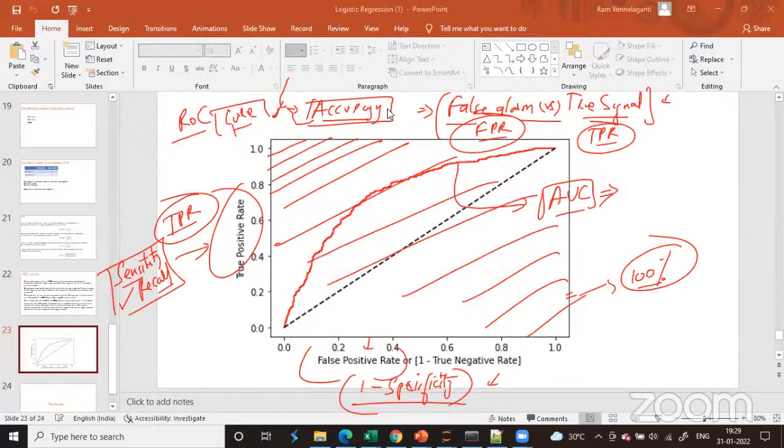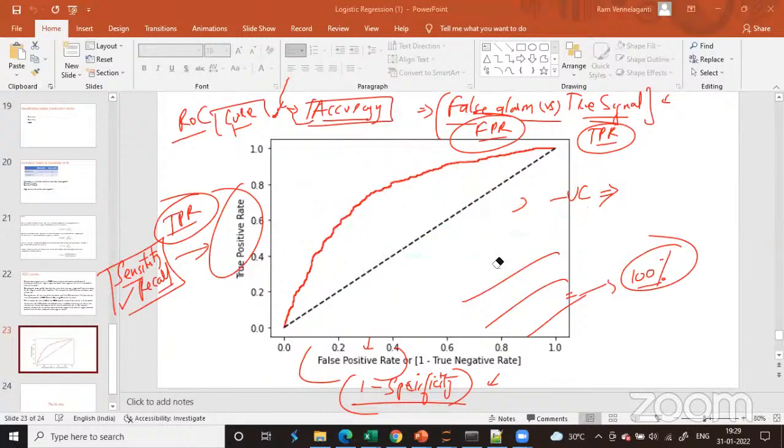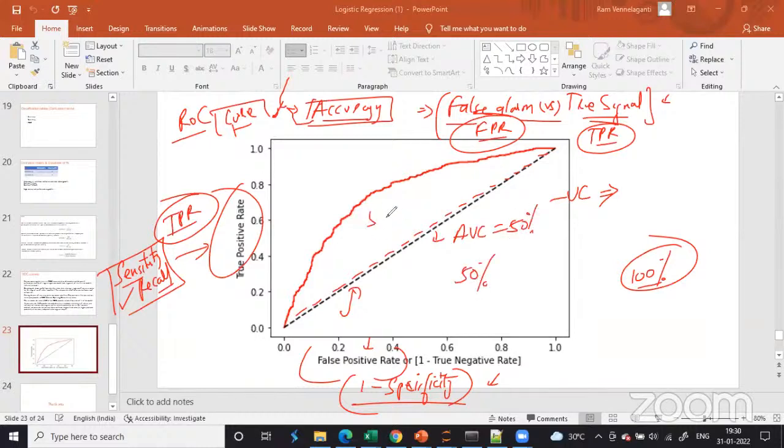Now, if I get my ROC curve for my logistic regression model as this black color dashed line, what does this mean? It means that the area under the curve is 50%. This is 50% area. Just ignore the red color curve; you just have this black color dashed line. So the area under this curve is 50%.